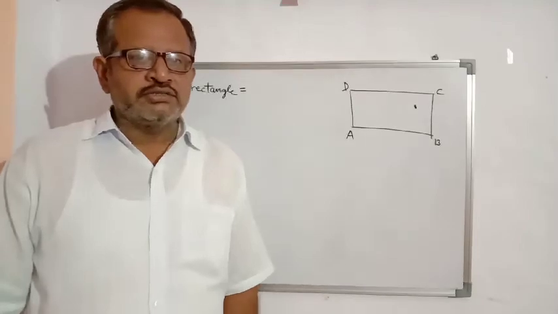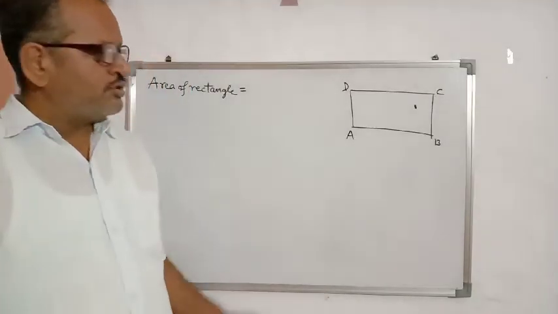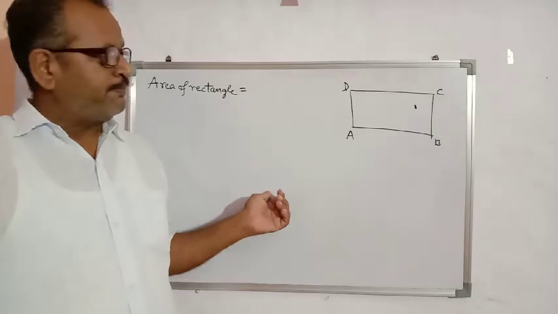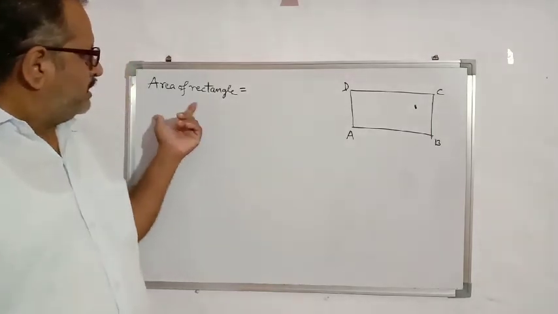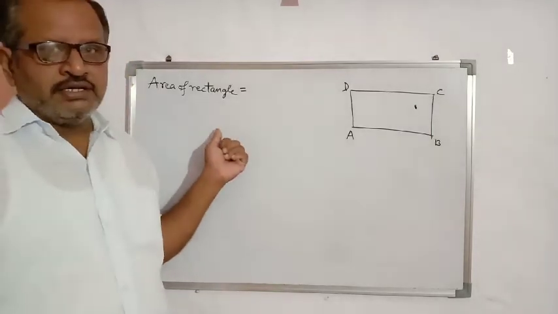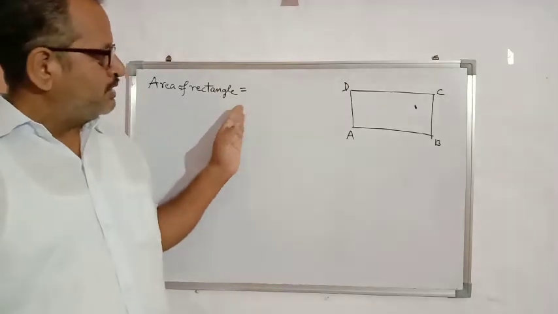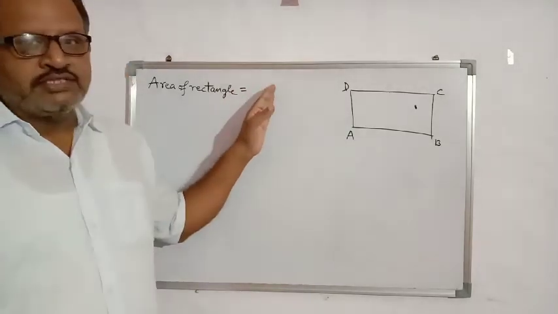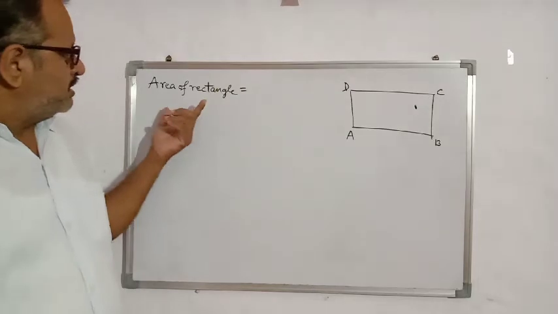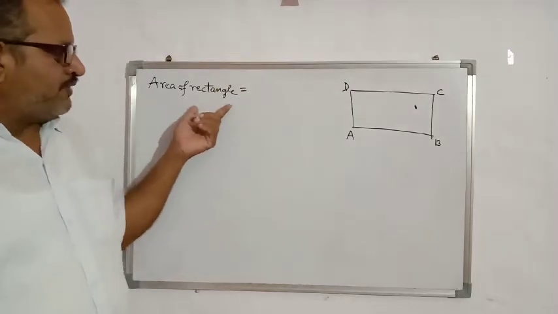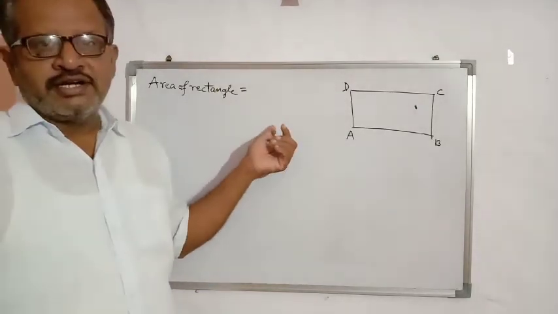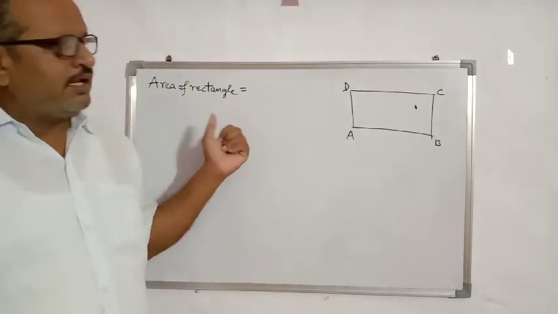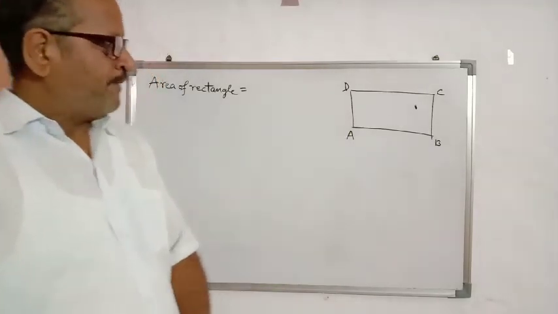Good morning, students. Today I am going to start a new chapter, area and perimeter of rectangle. So we have to discuss about the mensuration. In the mensuration, we will discuss today area of rectangle, perimeter of rectangle, area of square and perimeter of square.